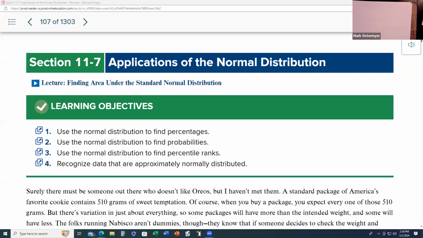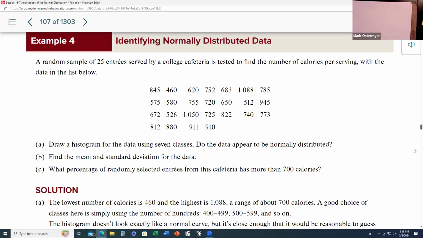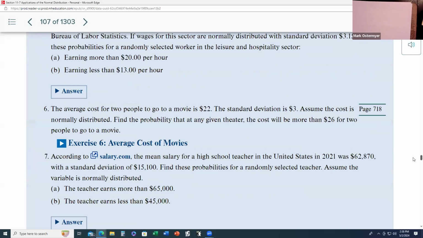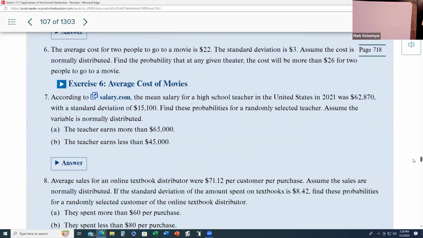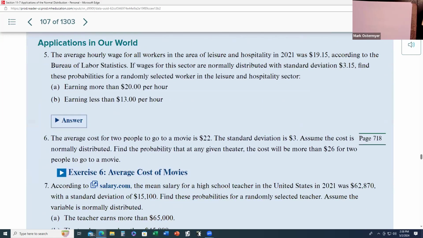Right, and you're always welcome to look over this last section, 11.7. I'm going to target a couple of problems that I want to demonstrate. These problems will make use of the calculator that we have on our Canvas course site, both the normal calculator and the inverse norm calculator. Okay, I'm going to try to do problem number 5 first.